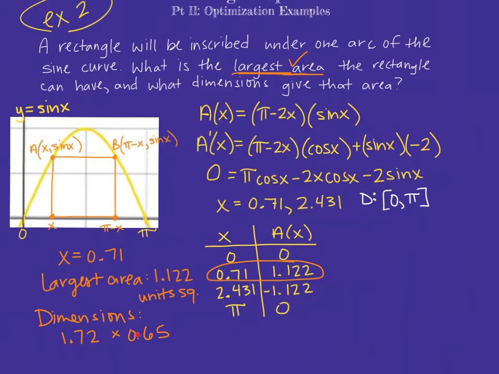So with optimization problems, it's sometimes not enough to just find the x value that optimizes, or maximizes, whatever the problem is. It's answering the question using that x value. So giving the answer of x equals 0.71 is not sufficient. We have to answer the questions.